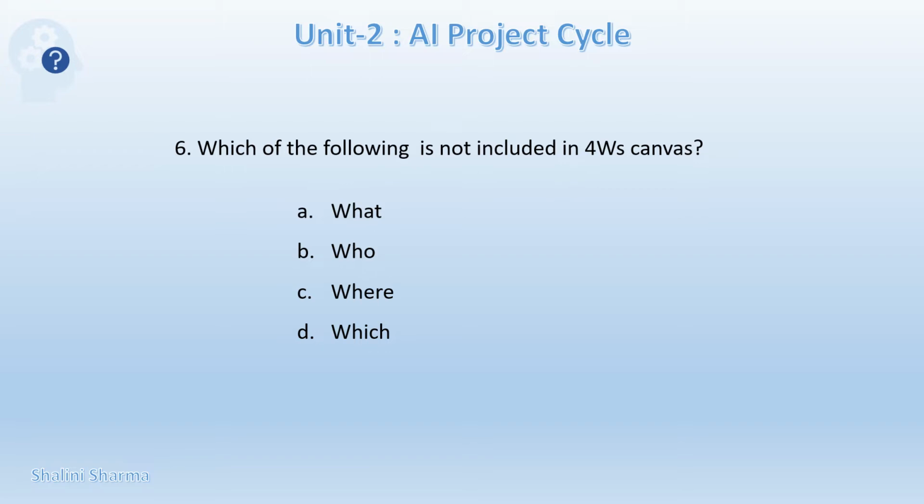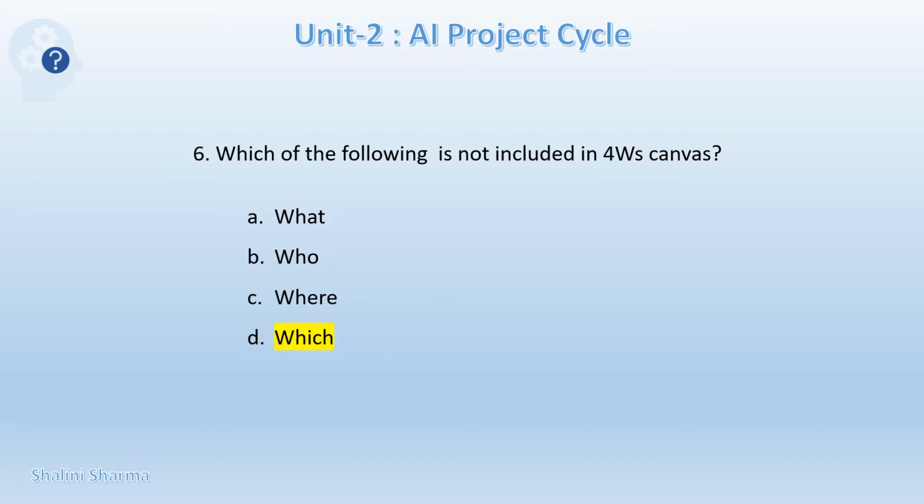Question 6. Which of the following is not included in 4W's canvas? A. What, B. Who, C. Where, D. Which? And the correct answer is which is not included in the 4W's canvas.